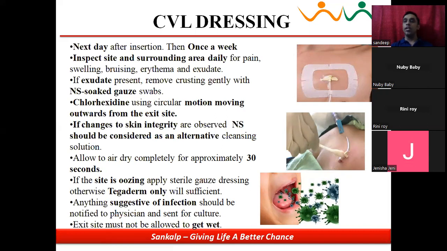And also when we are doing the dressing, we always have to wear a mask. Also, if the patient has cough, cold, or anything, we have to ask the patient to wear a mask. And always the patient's face has to be turned to the other side.